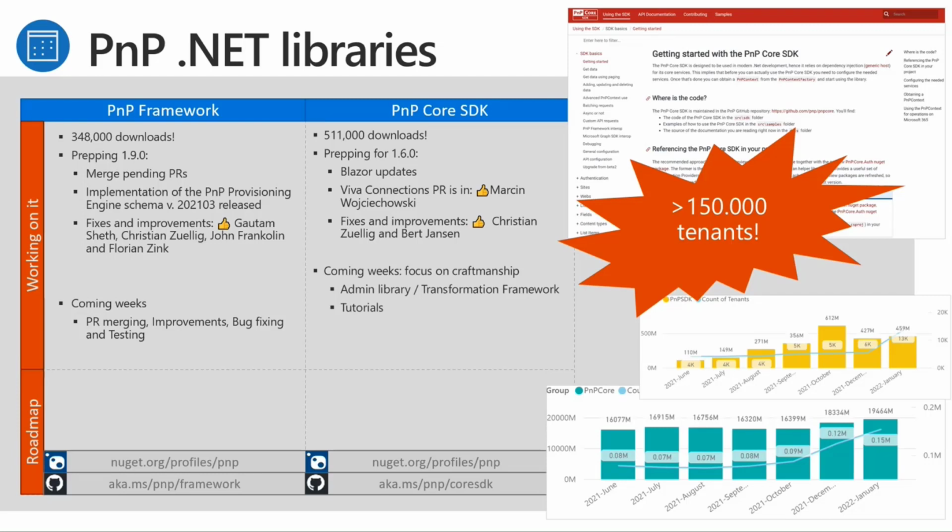On the usage side, I want to spell out that January is a top month. 150,000 tenants used our .NET SDKs. That's like a massive, massive number.